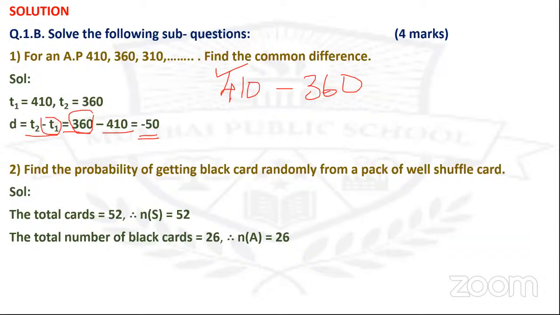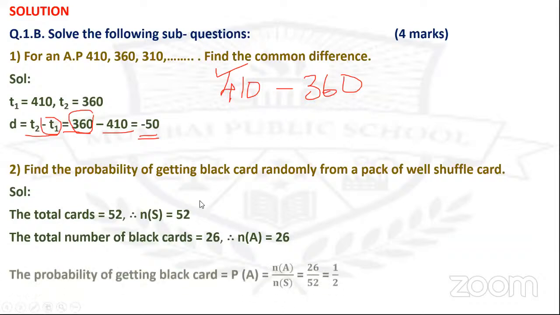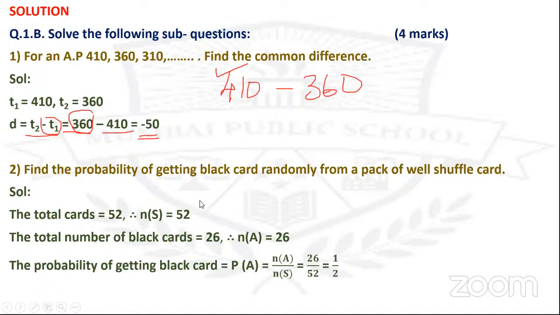So therefore, N of A, you're going to get that as 26. Now, probability. So probability of getting the black card, that is P of A, is N of A upon N of S, that is equal to 26 upon 52. So 26 upon 52, what is the answer you're going to get? You're going to get the answer as 1 upon 2.